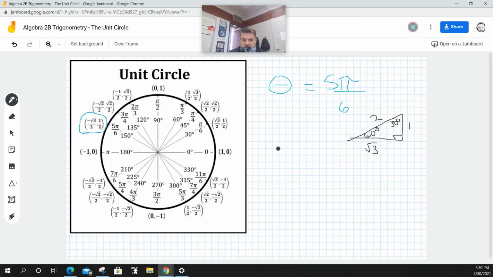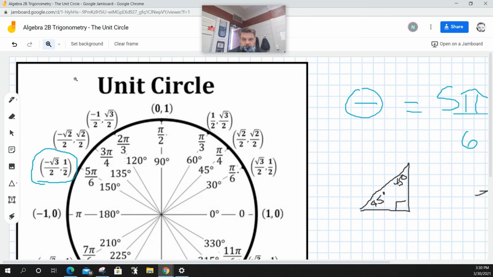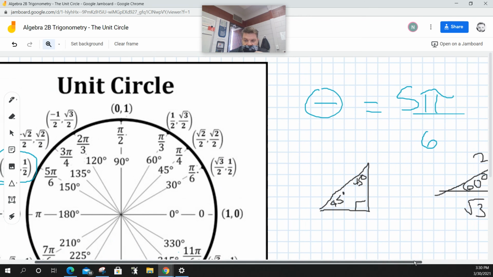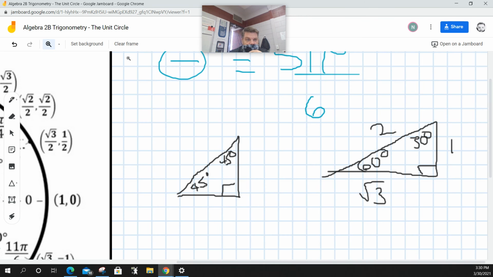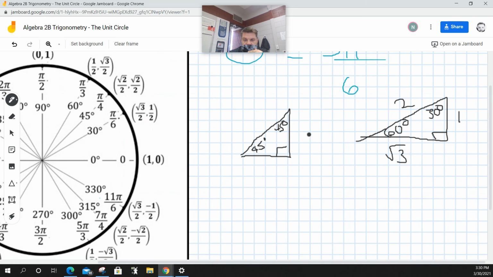That's easy to remember. The other special right triangle is the 45-45. So both these angles are 45 degrees, and this one's 90 degrees. And let me zoom in a little bit so you can see it a little better. And that ratio is going to be 1, 1, square root of 2.